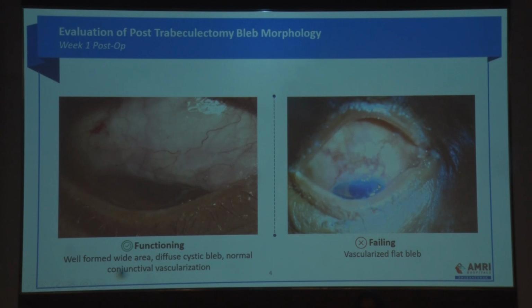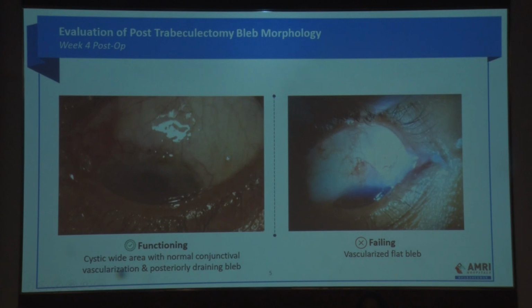And on the right side, the Bleb on the first week post-op was a flat vascularized Bleb. This Bleb failed after 6 months even with intervention. And after 4 weeks, this is a wide cystic area Bleb with normal conjunctival vascularization draining posteriorly. This is a nice Bleb, and this was maintained without any medication after 1 year also.